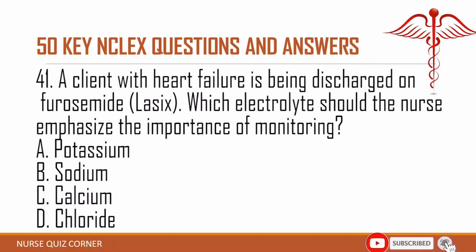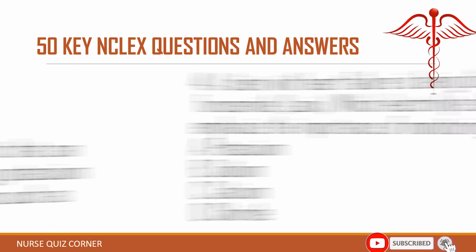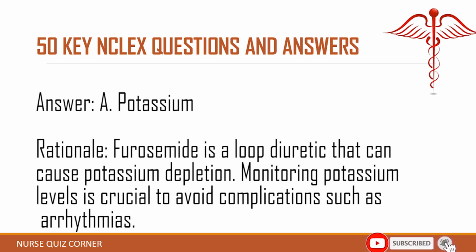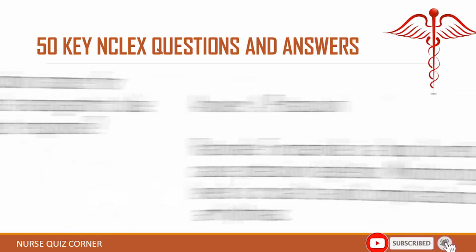41. A client with heart failure is being discharged on furosemide (Lasix). Which electrolyte should the nurse emphasize the importance of monitoring? A. Potassium. B. Sodium. C. Calcium. D. Chloride. Answer: potassium. Rationale. Furosemide is a loop diuretic that can cause potassium depletion. Monitoring potassium levels is crucial to avoid complications such as arrhythmias.